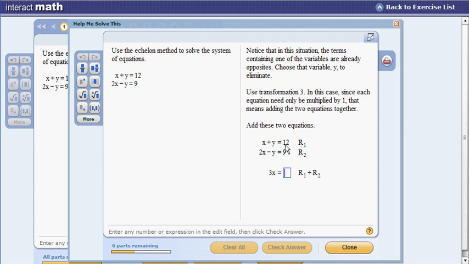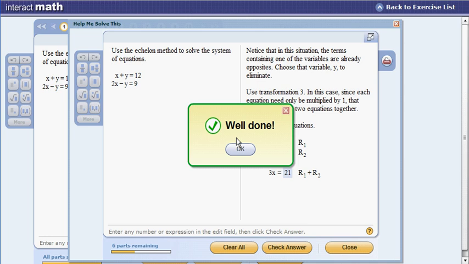Do x plus y equals 12 plus 2x minus y equals 9. So I'm doing row 1 plus row 2. Row 1 plus row 2. So when I do that, I have 1x plus 2x gives me 3x's. And then 1y minus 1y is 0 y's, and so I don't write 0 y. And then 12 plus 9 is going to give me 21. And so the nice part is I check my answer, and they say, good job.